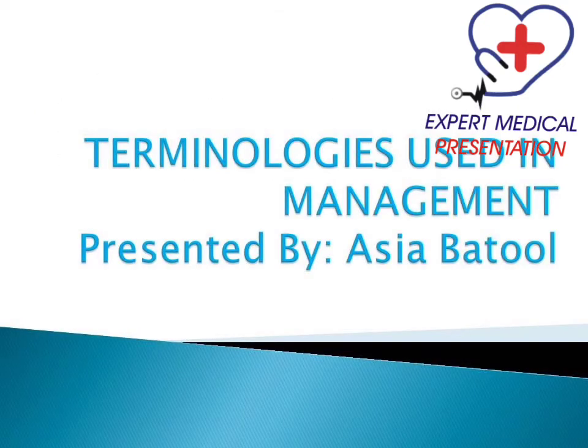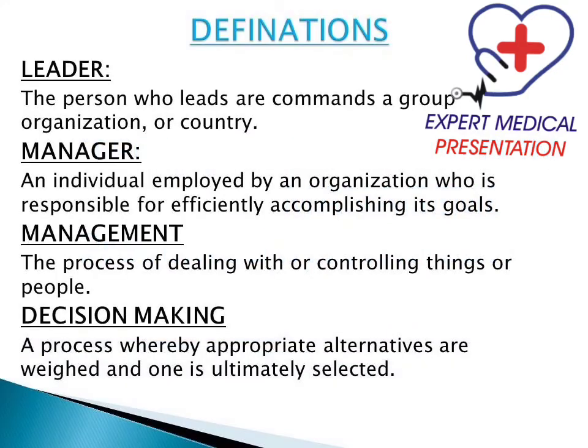Terminologies used in management, presented by Asia Batul. Definitions. Leader. The person who leads or commands a group, organization, or country. Manager. An individual employed by an organization who is responsible for efficiently accomplishing its goals. Management. The process of dealing with or controlling things or people. Decision making. A process whereby appropriate alternatives are weighed and one is ultimately selected.